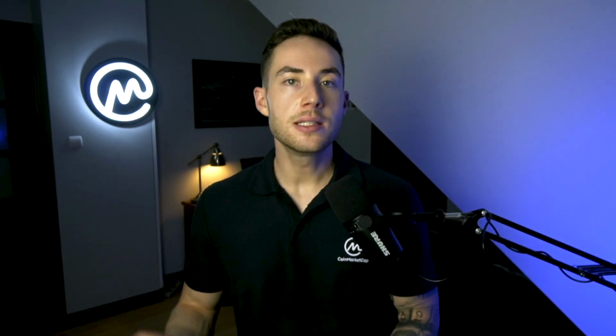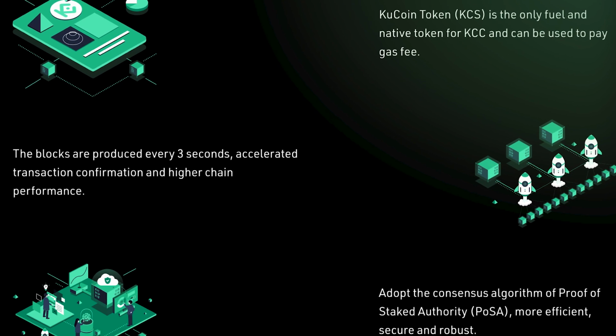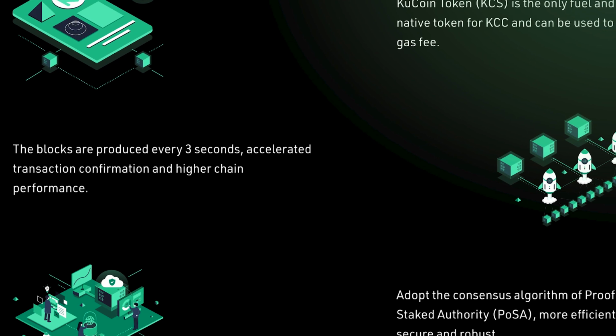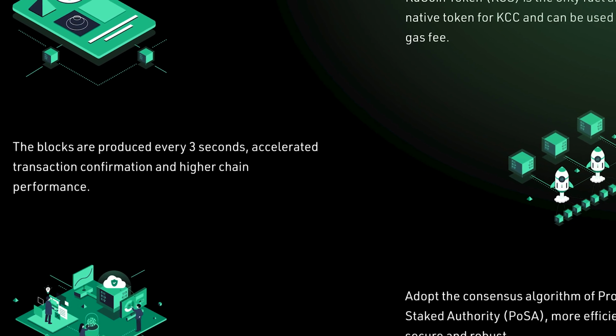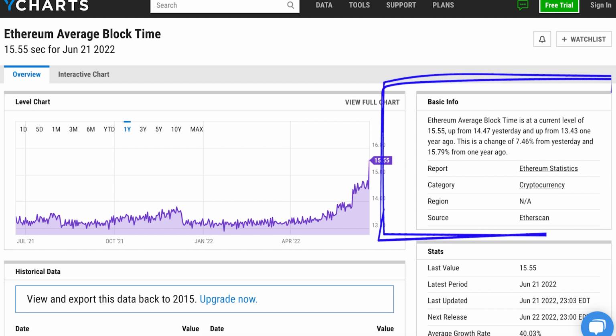KCC Chain hopes that its low fees and high throughput will be enough to entice developers and projects away from Ethereum and other EVM chains to its platform. Also, high throughput. KCC Chain has a block time of just 3 seconds, which is the same as BNB Chain. Because of this, the average transaction will typically achieve finality within 3 seconds.